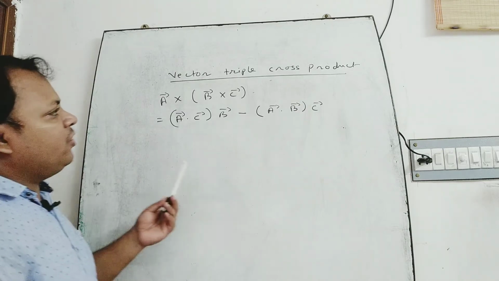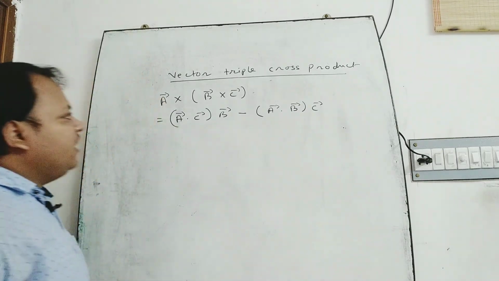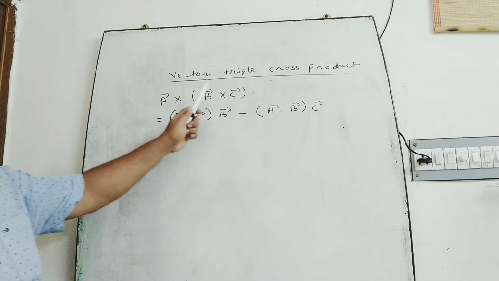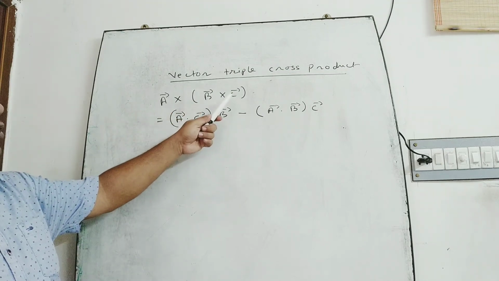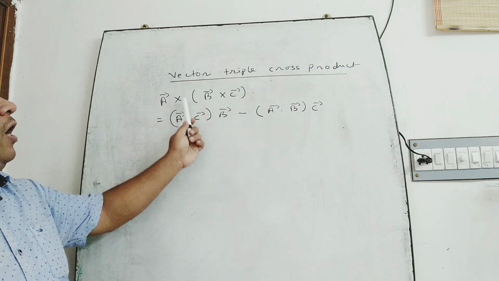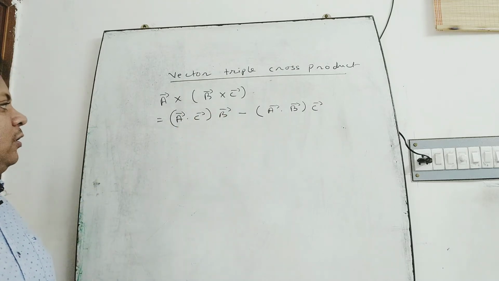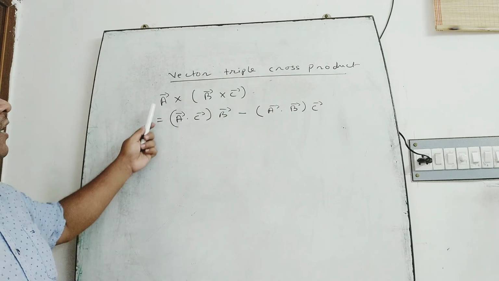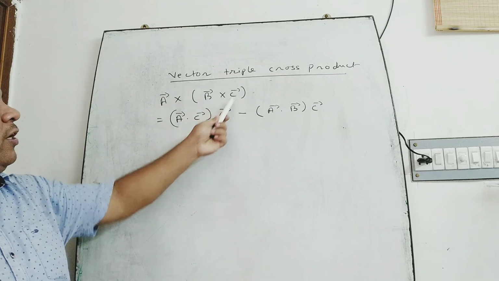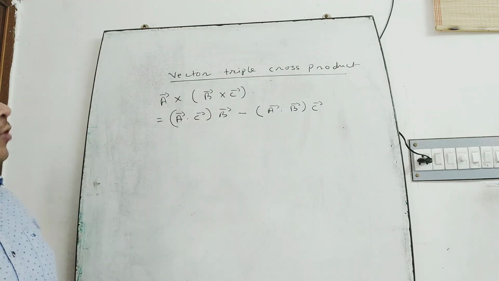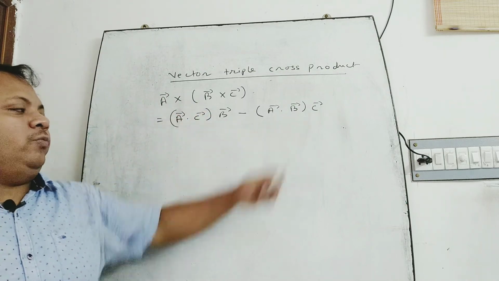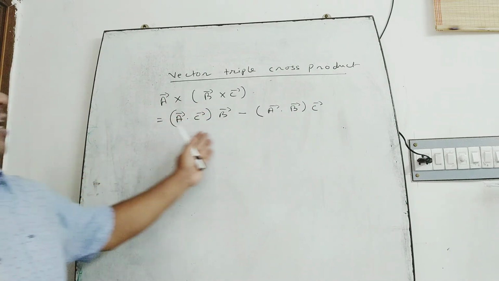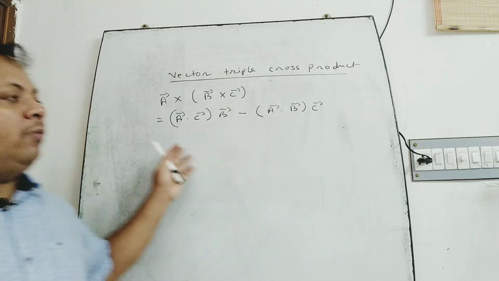Now vector triple cross product. It can be written as A vector cross B vector cross C vector. Here B vector cross C vector is within the first bracket. This can be written as A vector dot C vector into B vector minus A vector dot B vector into C vector. This is a vector quantity.